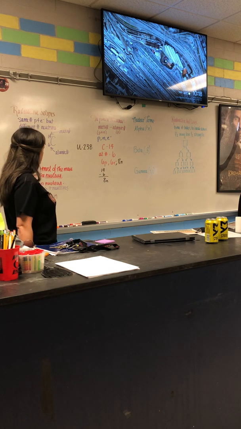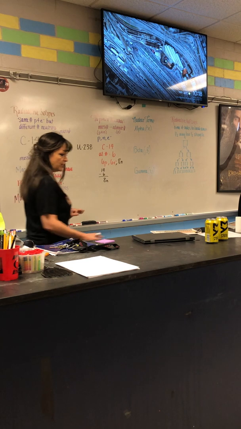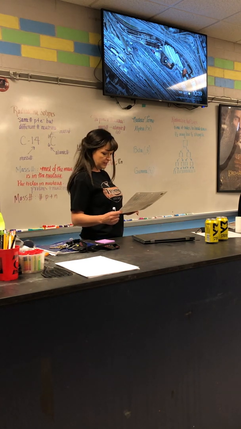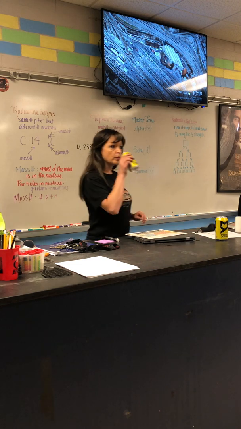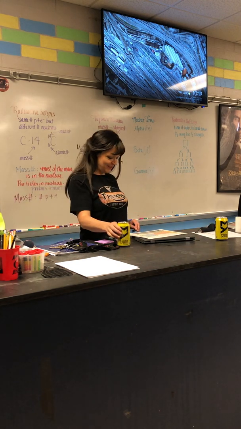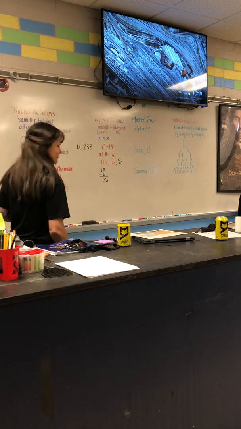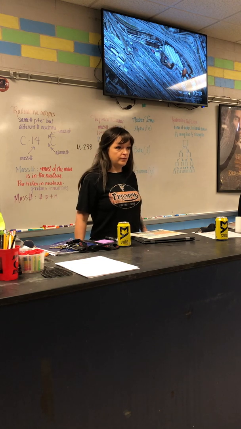Alright, so we've got uranium-238. I want to know how many protons, neutrons, and electrons it has. So let's find uranium on your periodic table. It's down at the bottom in those two little rows. Can you give us a number? 92, I think. 92.